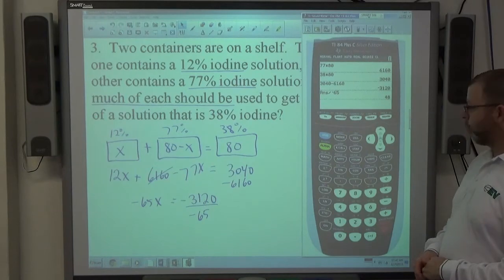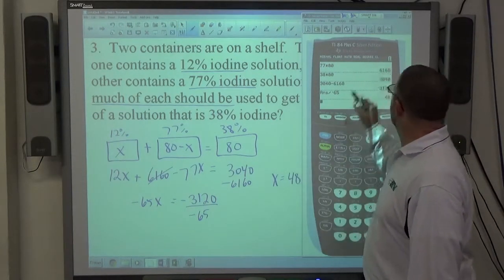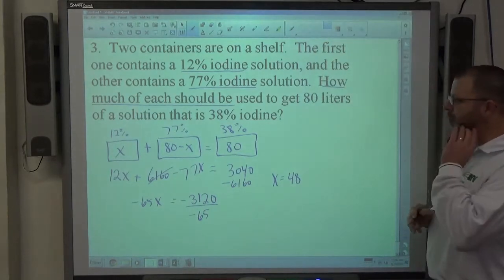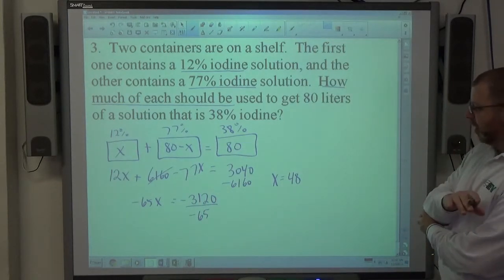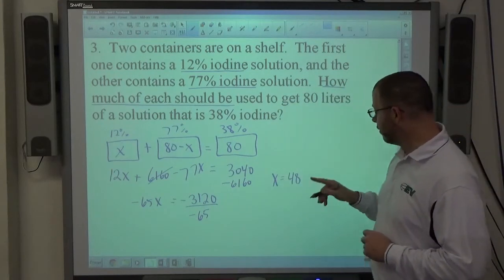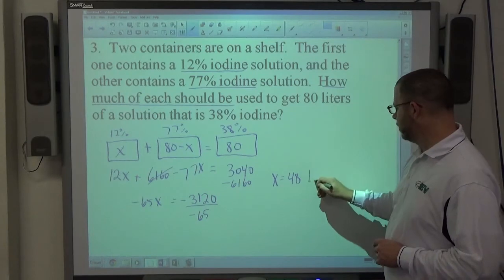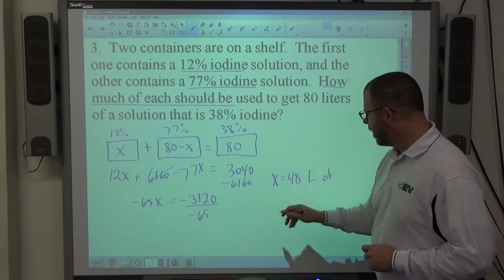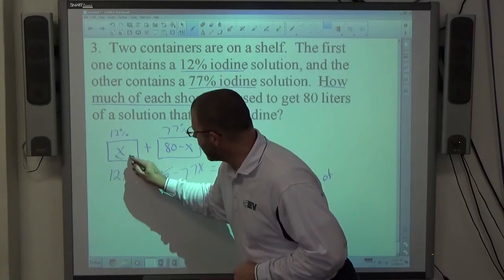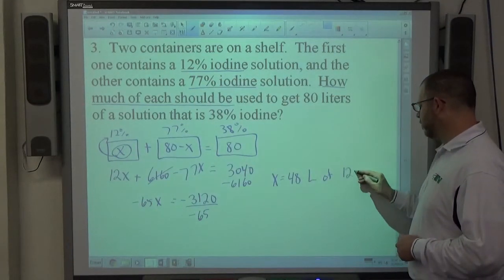And we get 48. Keep in mind on these chemical mixture problems, we need to establish what each of these things represents, or we have to answer everything. It says how much of each should be used. So 48, we're dealing with liters of, and X is right here in the 12% container box, so 12% iodine.